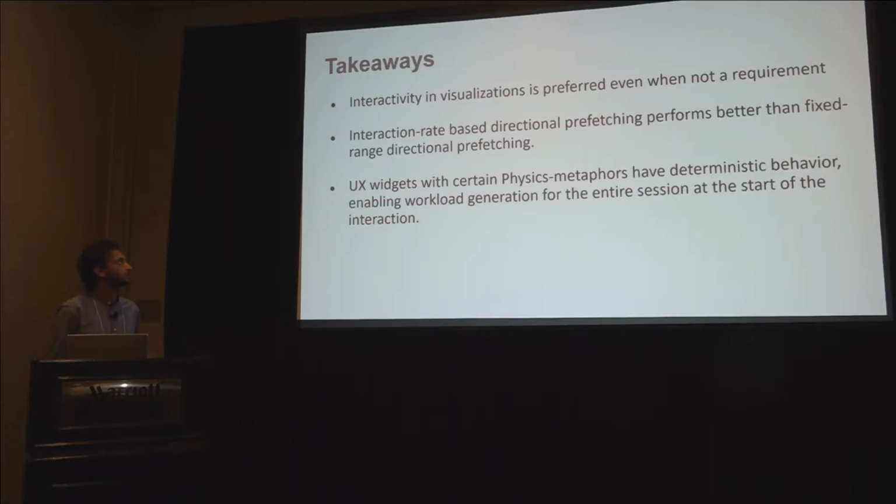So takeaways from this work: interactivity in visualizations is preferred even when it doesn't really help the users in performing the task. In fact, it might even take them longer. Interaction rate-based directional prefetching generally performs better than fixed range directional prefetching. And you can use this with other prefetching techniques too, it does not have to be directional prefetching. If you knew the interaction pattern, you can still use the query rate. And UX widgets with certain physics metaphors have deterministic behavior, enabling generating the entire workload at the start of the user action.